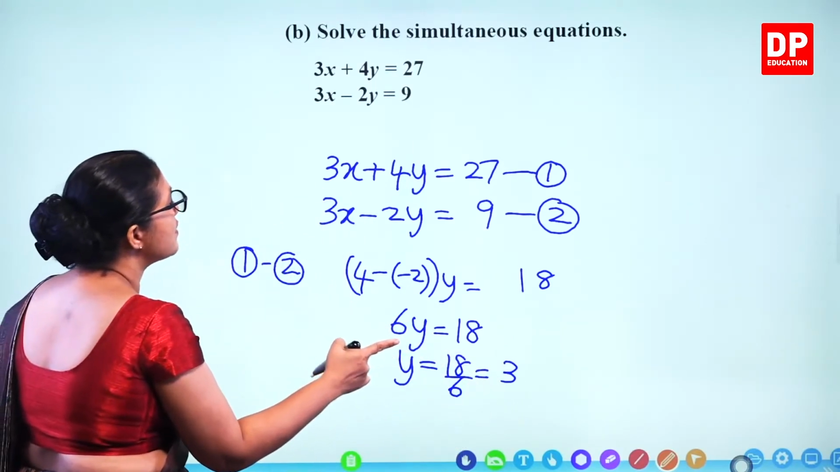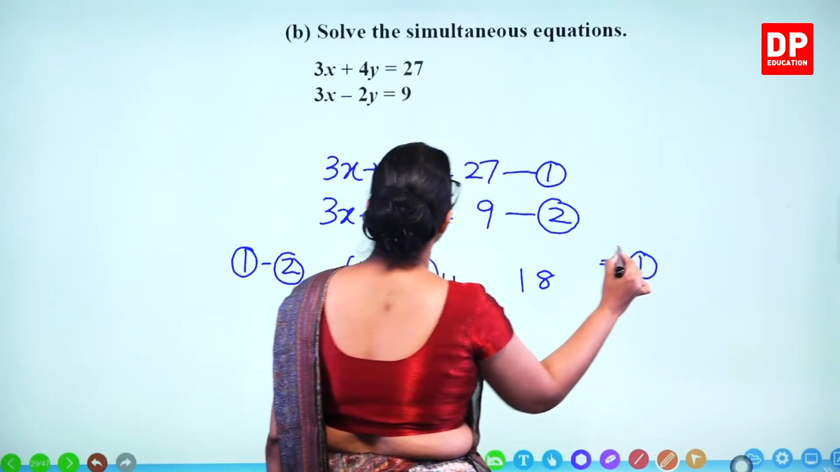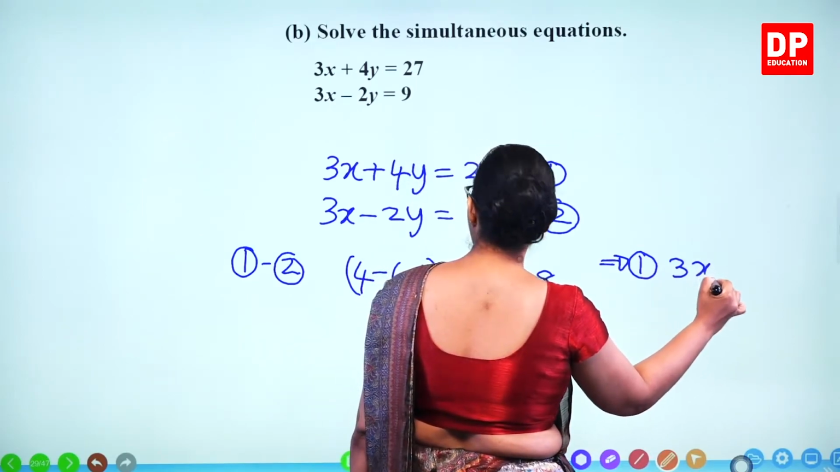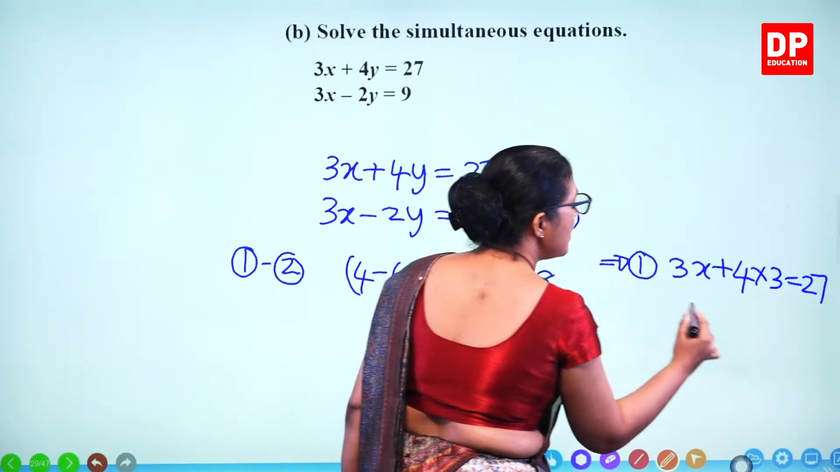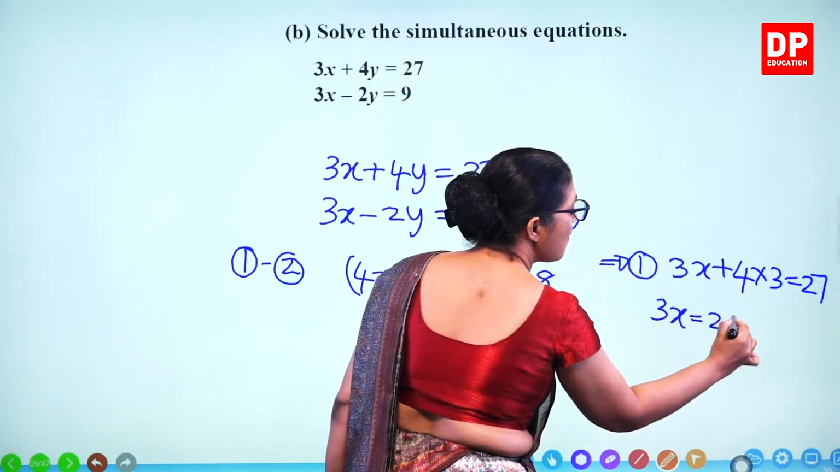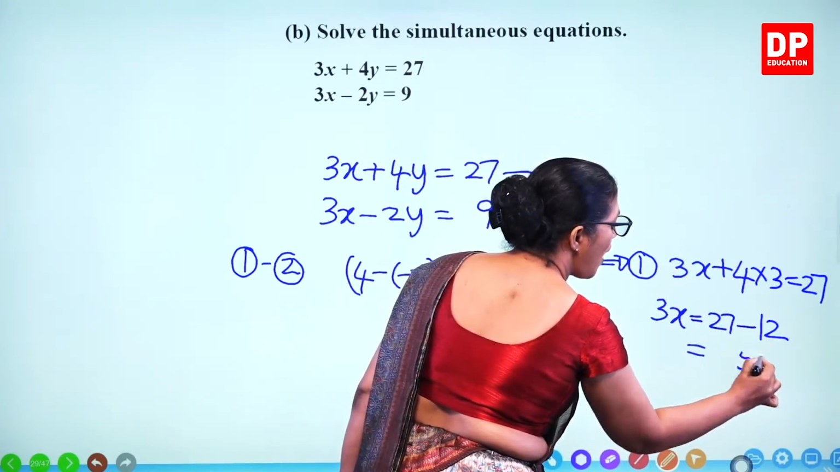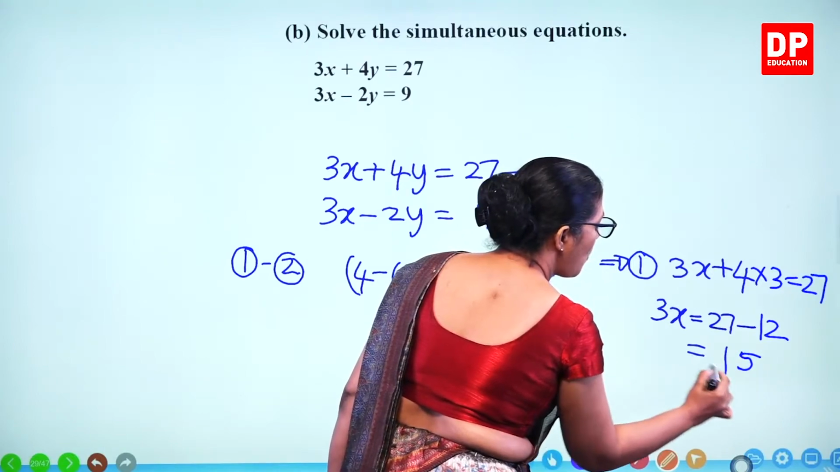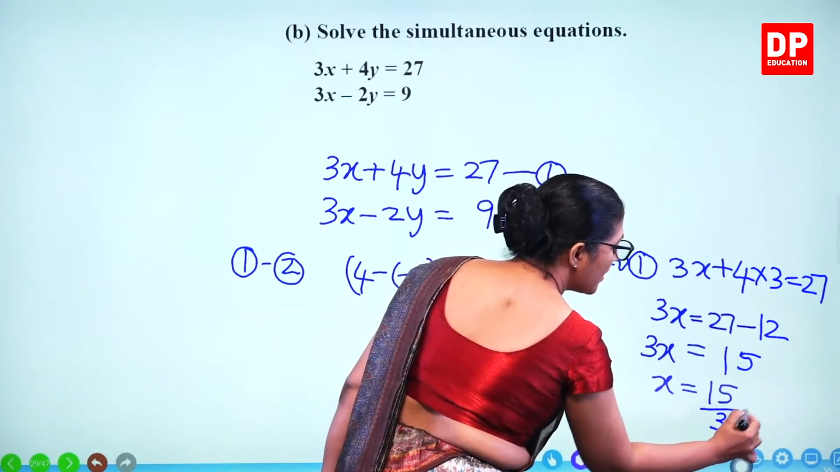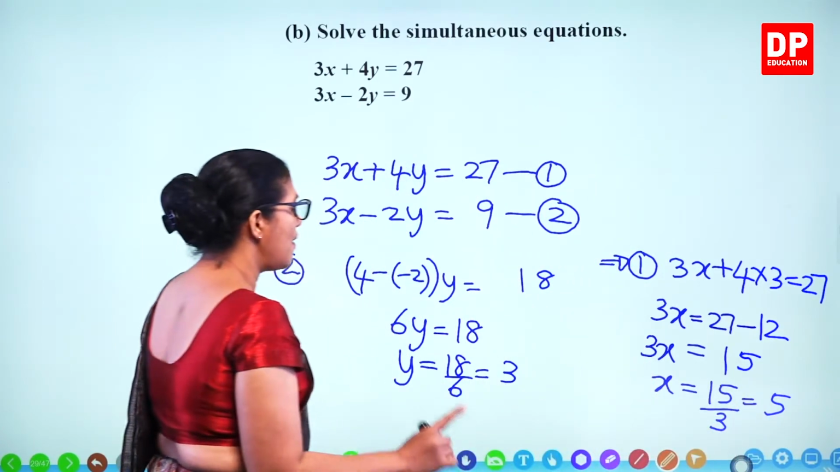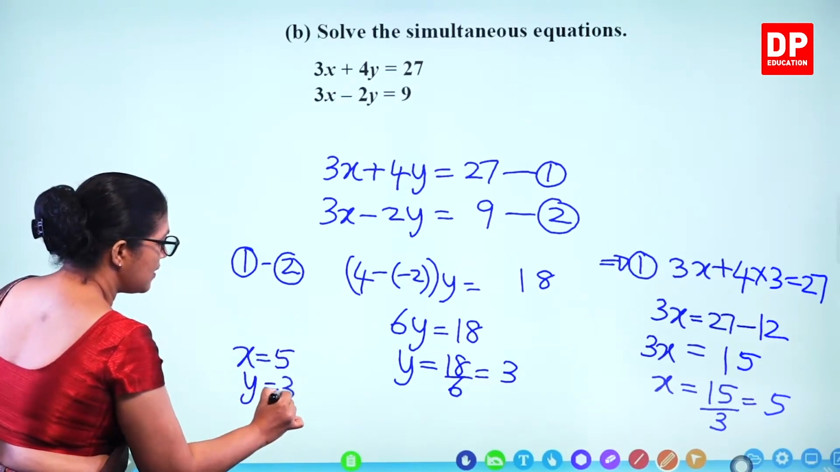So if y equals 3, take one of the equations and substitute. I'll take the first one. 3x plus 4 times y. Y is 3. That's 27. So 3x becomes 27 minus 4 times 3, 12. So 5 and 1, 15. So what's x? Divide by 3. So you get x equals 5. So x equals 5 and y equals 3.